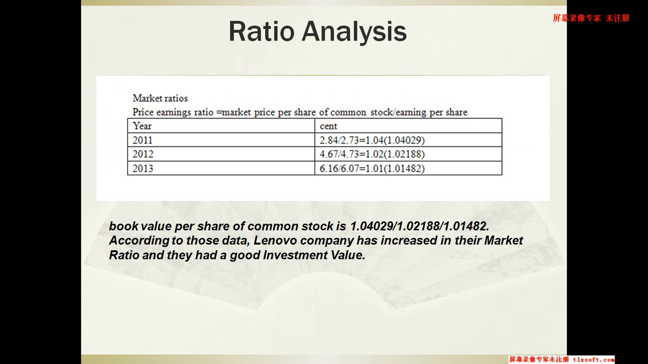Now we are looking at the last ratio, market ratio. The book value per share of common stock started from 1.4 at the end of 2011, and at the end of 2013 it was 1.01. And according to those data, the company has increased in their market ratio, and they have a good investment value.